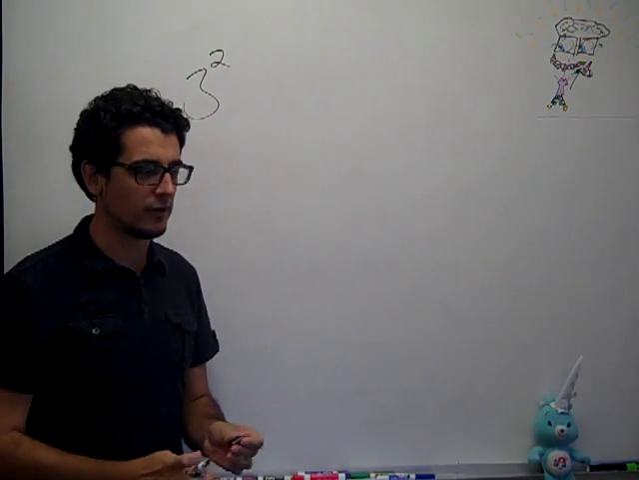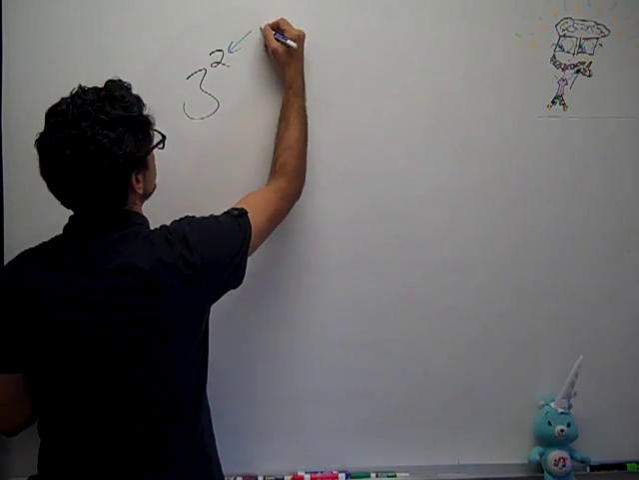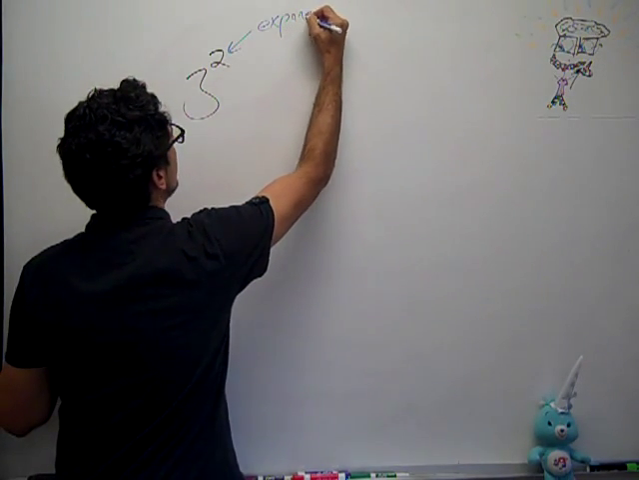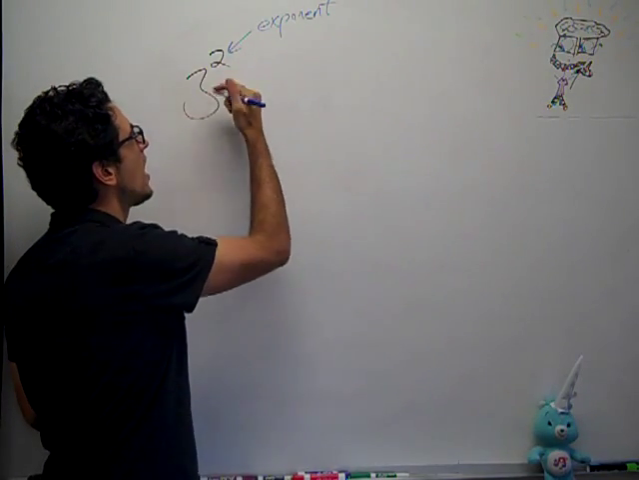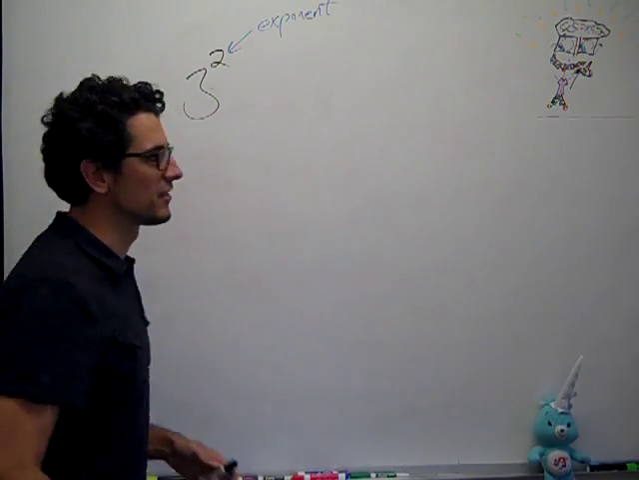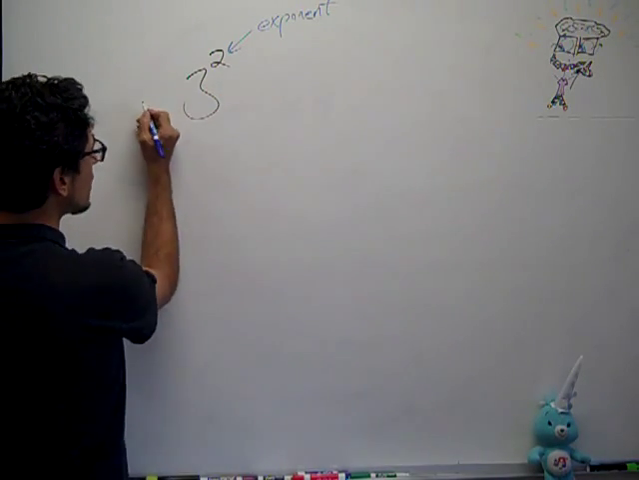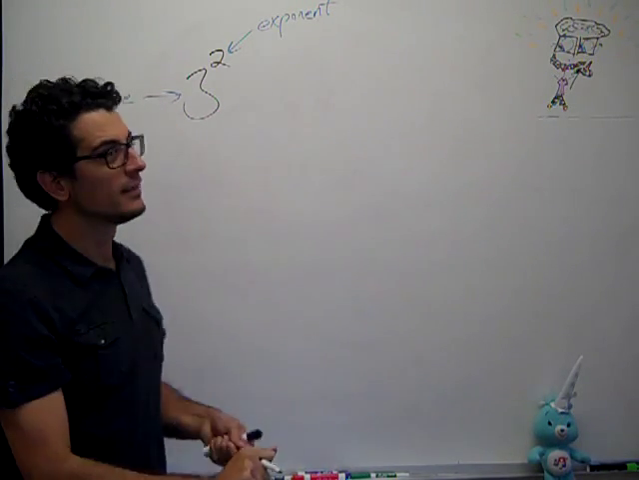Okay, now first of all, let's discuss what these things are. This thing up here is called an exponent. This is my exponent. This is going to tell me how many of these guys down here I'm going to be multiplying together. What is this thing, the 3? The 3 is called my base, okay? So that's my base, all right?